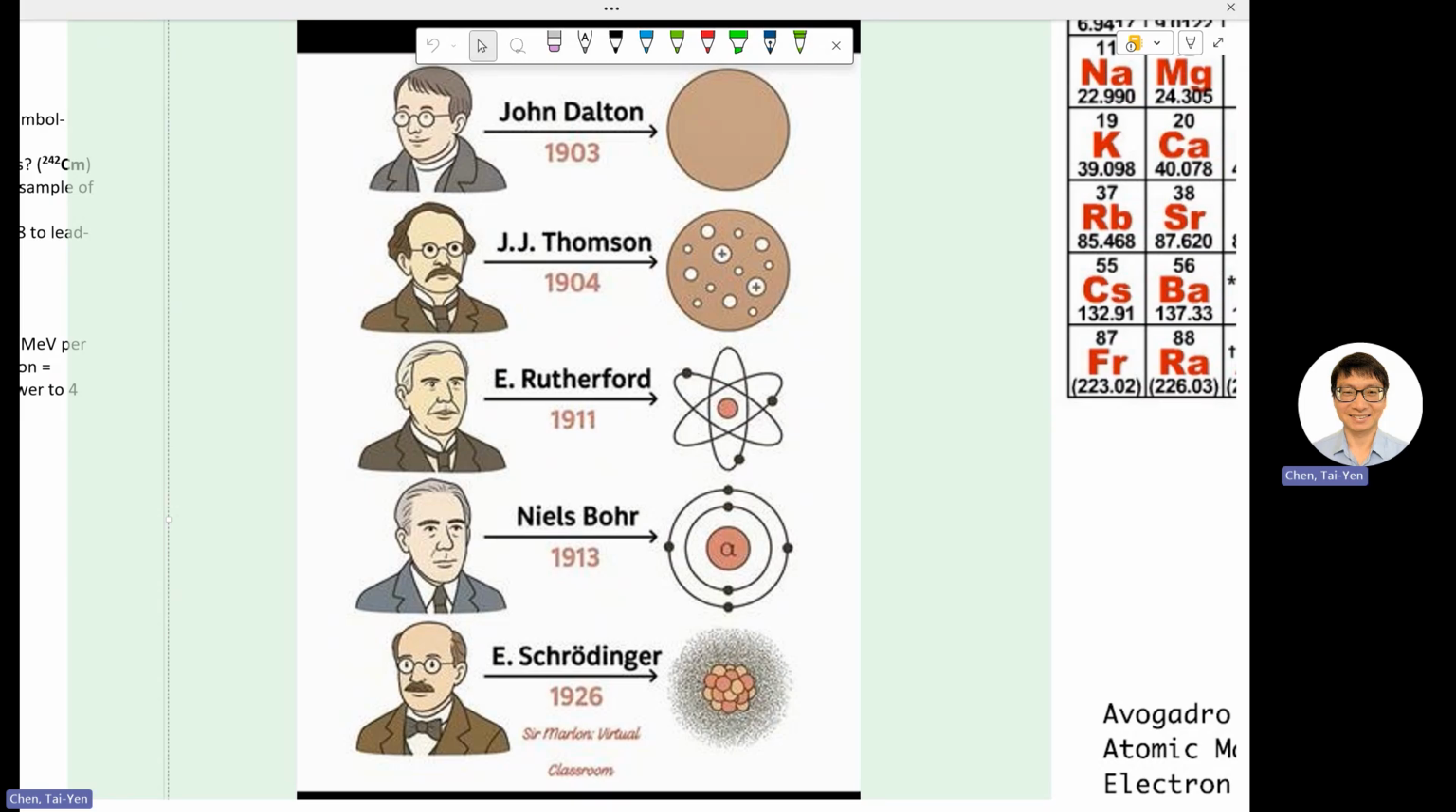So the recent science is still amazing. We create all these amazing tools that allow us to see smaller and smaller things. But that's the basic concept that you should have.